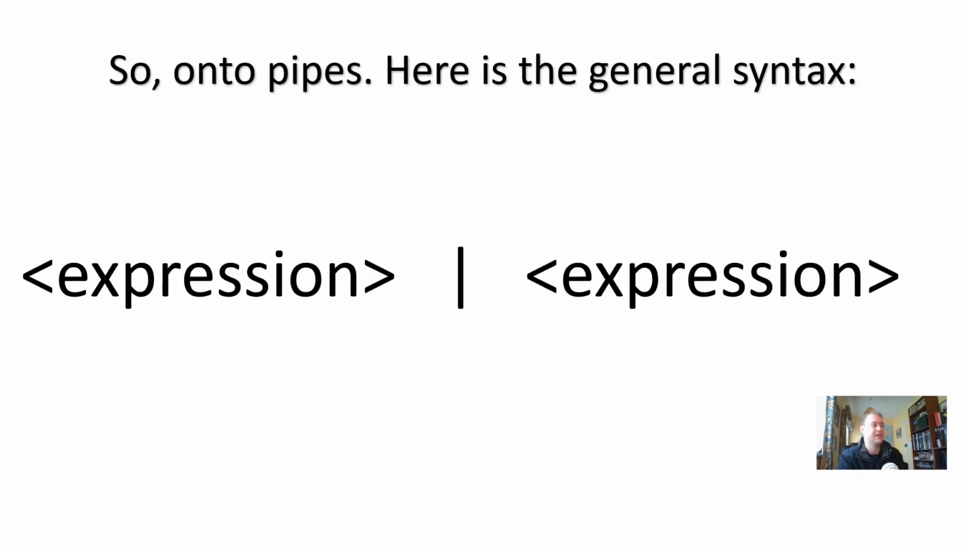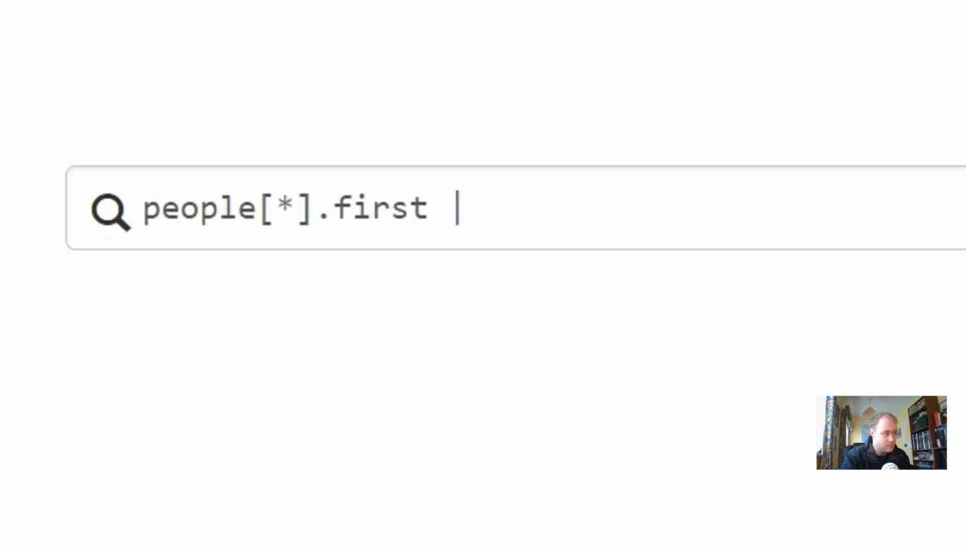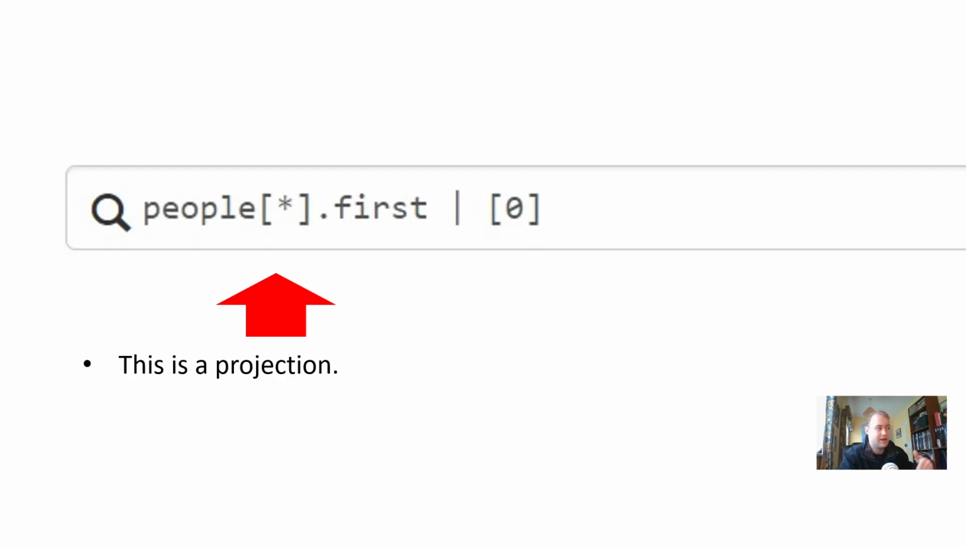Here we go. Here's the general syntax: expression to the left and to the right. And in English, that vertical bar is saying take the output from the left-hand expression and use it as input, that should say, as input for the right-hand expression. So we're feeding it into that expression on the right-hand side of the bar. So there's our classic list projection, but now we're going to feed it in to the right. People sometimes say even pipe it in to the right.